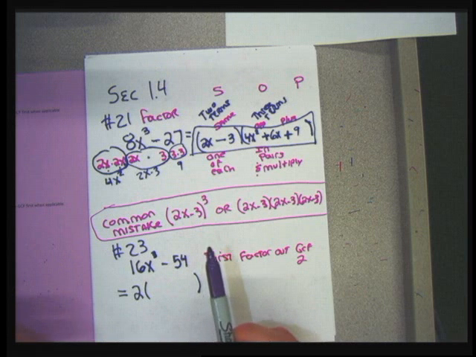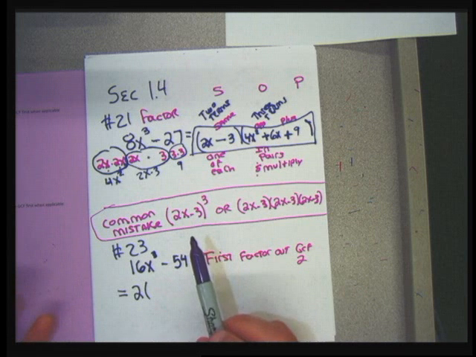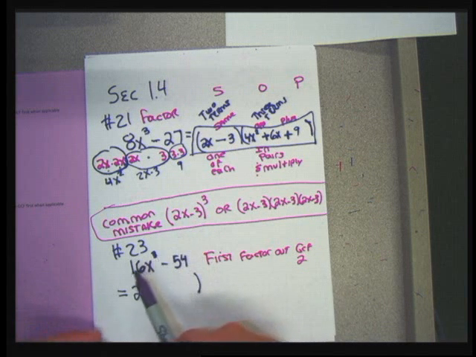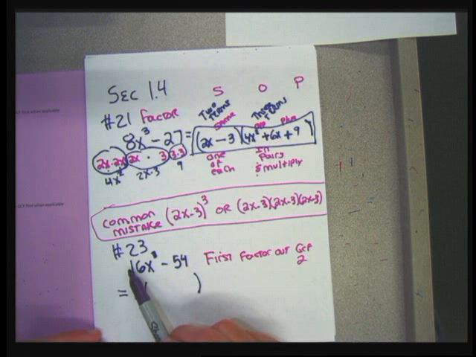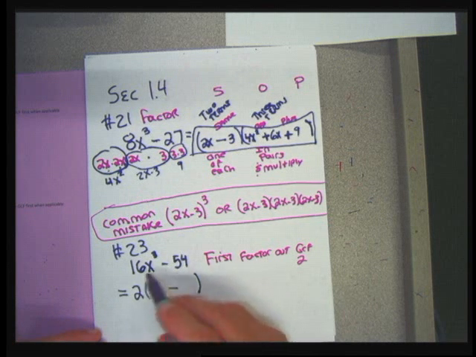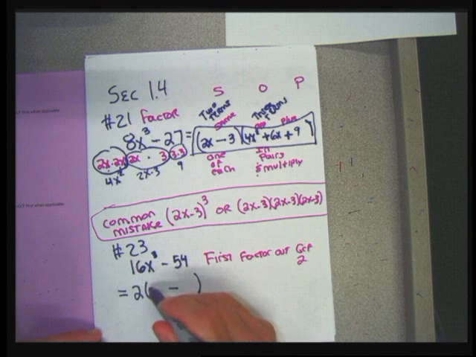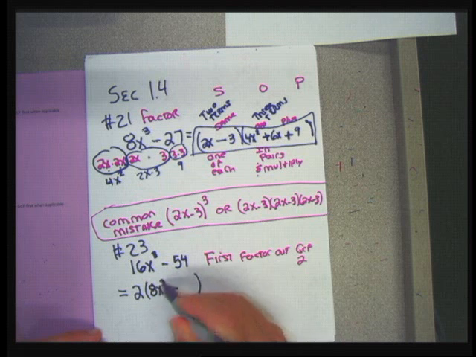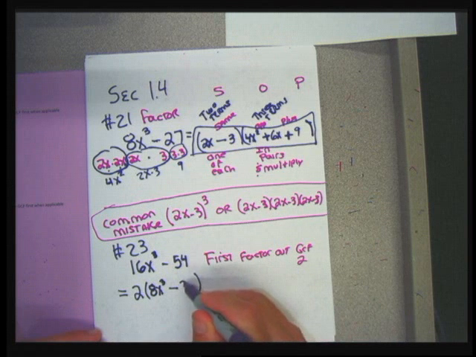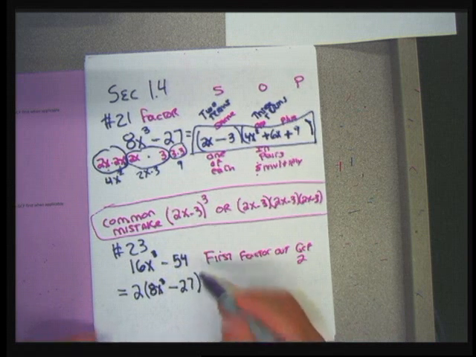The only time I've ever factored out a negative is if the first term that was written is a negative. Because 16 doesn't have a negative in front of it, I won't factor out a negative. I'll just leave the minus sign alone, divide the numbers by 2. 16 divided by 2 is 8. Leave the x cubed up front. 54 divided by 2, I might need my calculator, but that gives me 27.